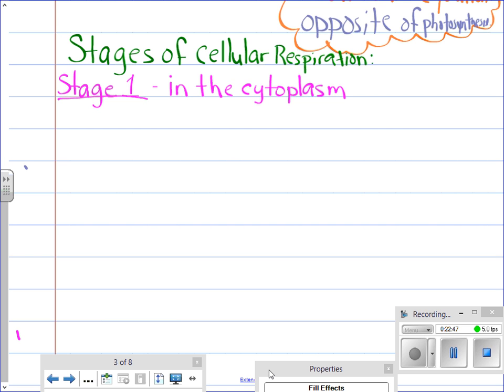What's the cytoplasm? It's not the cell, but look in your notes. It's the liquid inside the cell. So in that liquid inside the cell, glucose is broken down. So when you eat, your cells get to working. In that cytoplasm, it's going to start breaking down the glucose from the things that you eat.